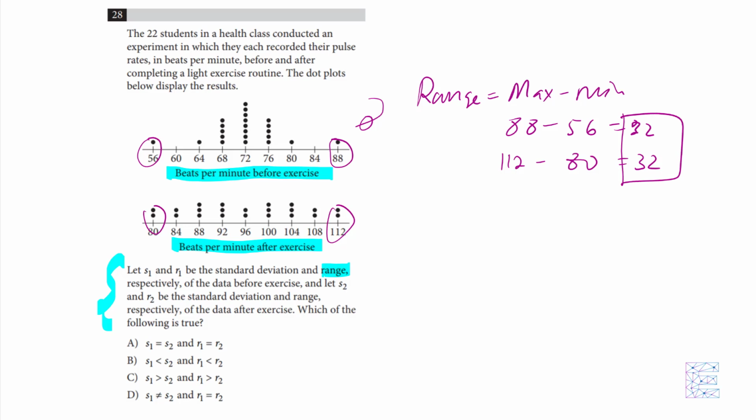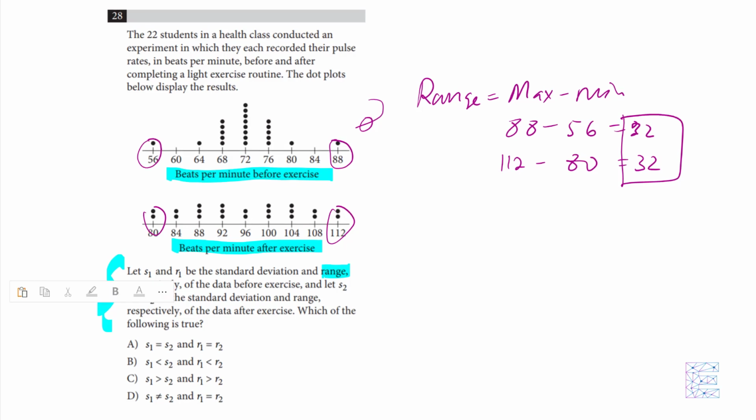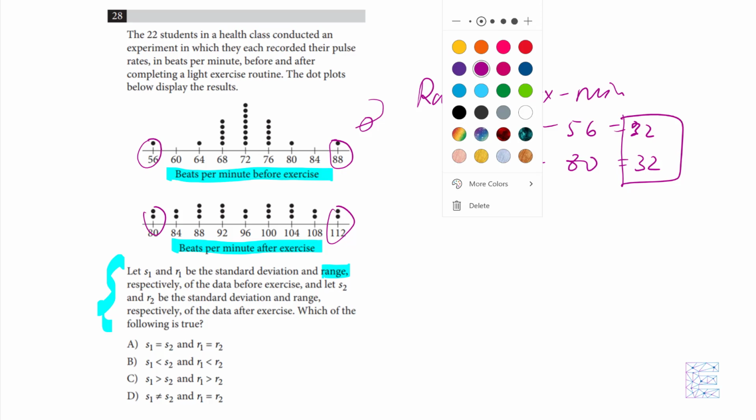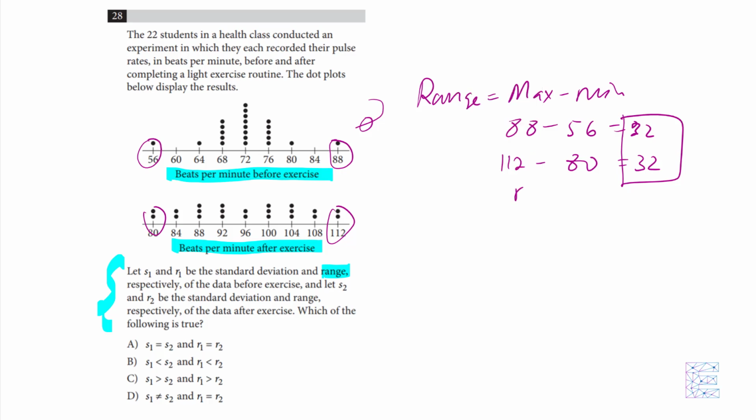Now, just by answering that one part, we can eliminate some of these incorrect answers, right? We know that R1 at this point is the same thing as R2. Remember, R is range. So the only choices that show R1 equal to R2 are choice A and D. So we can eliminate B and C right now. So let's go on and think about the standard deviation.